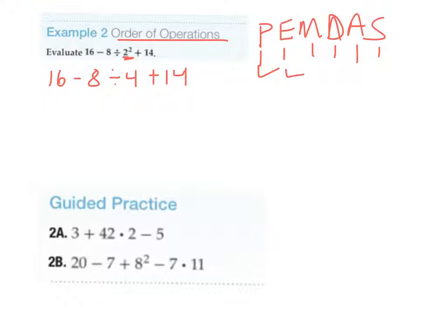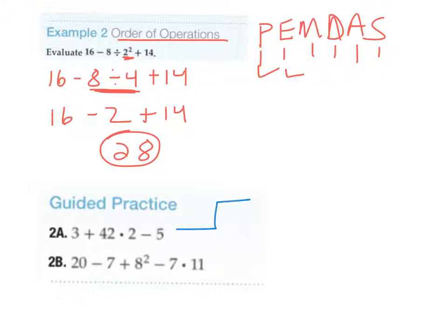I now do multiplication or division going left to right. So this part has to be done before you do the subtraction. So this becomes 16 minus 2. Negative 8 divided by 4 plus 14. Then we do our addition subtraction, so we subtract, it's 14 plus 14, so we'll get our answer of 28. Now, let's try these other problems.